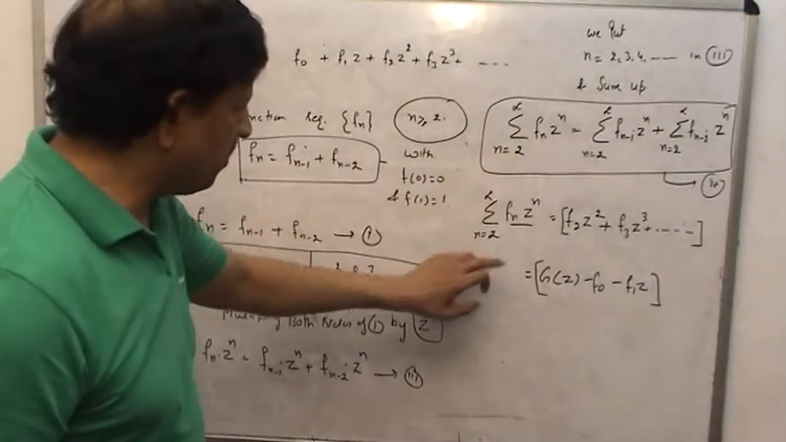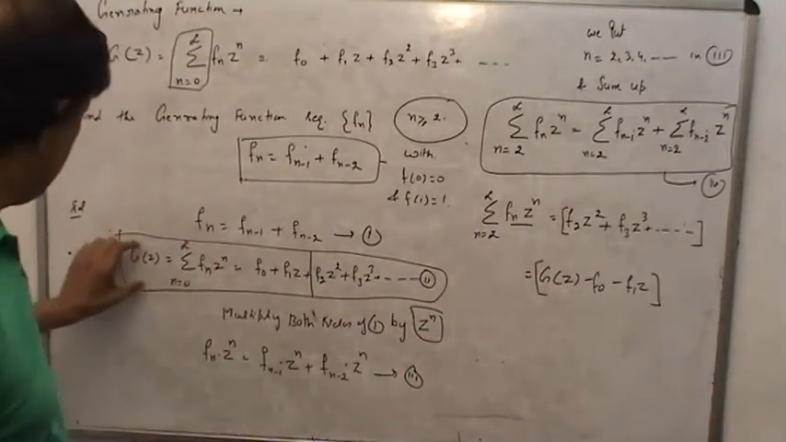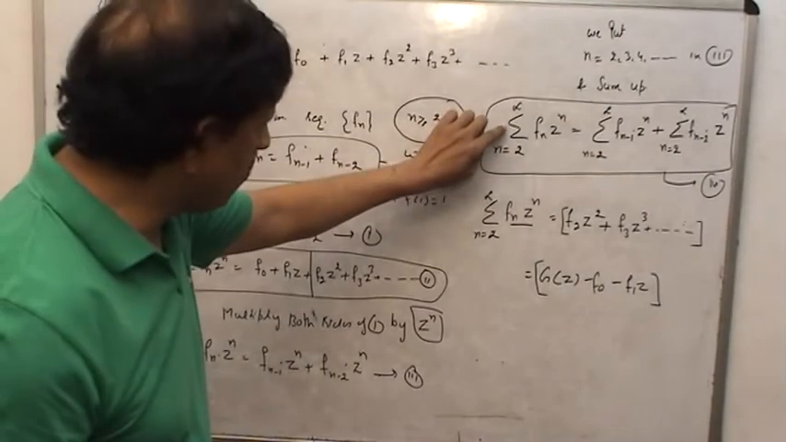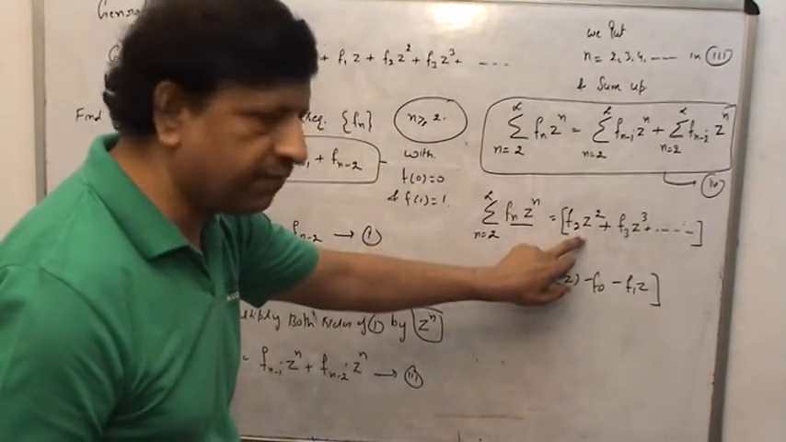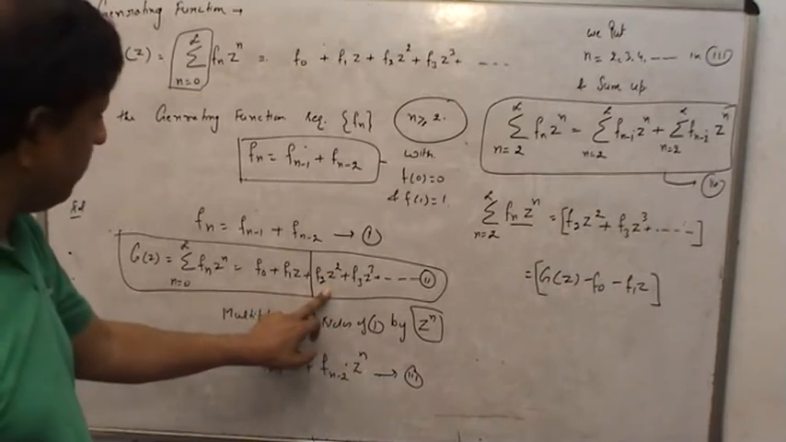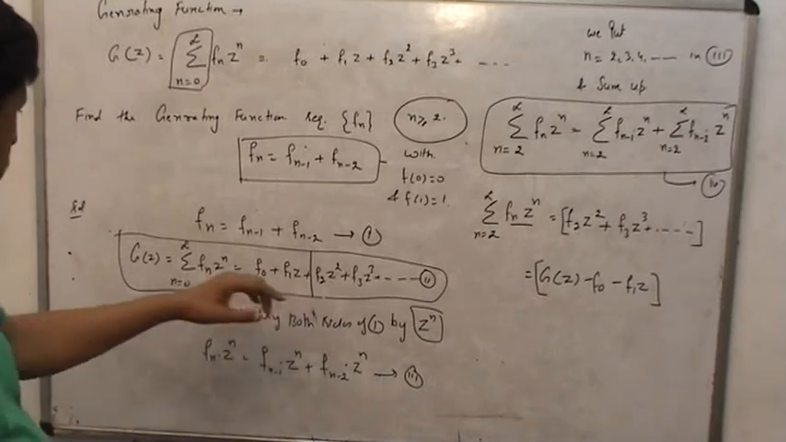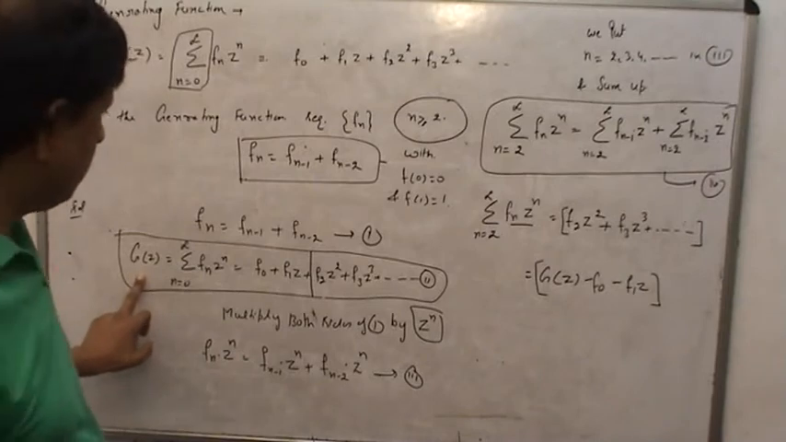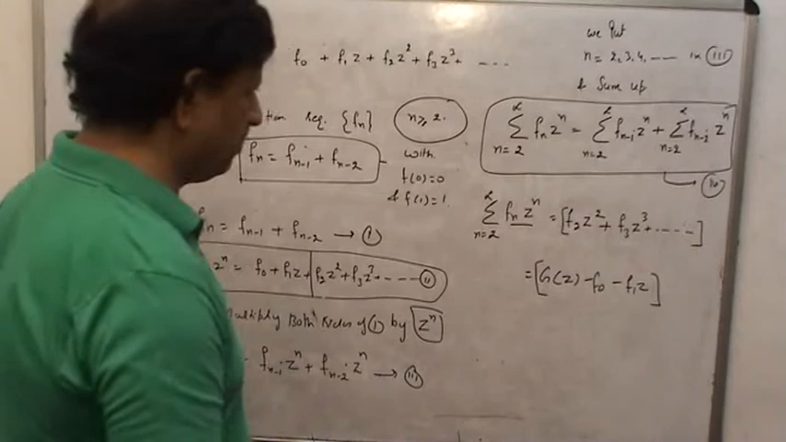It means this term is equal to this gz. How? It is the generating function, but the first term of the recurrence starts from f2 z square. It means from here. Then what do we do? We transfer the previous terms to the left hand side, that is the gz, so that this bracket is equal to this.